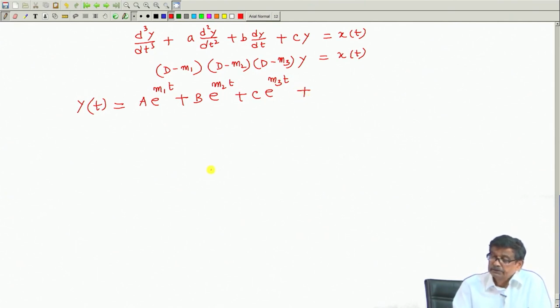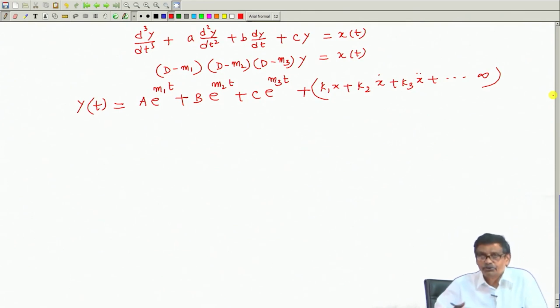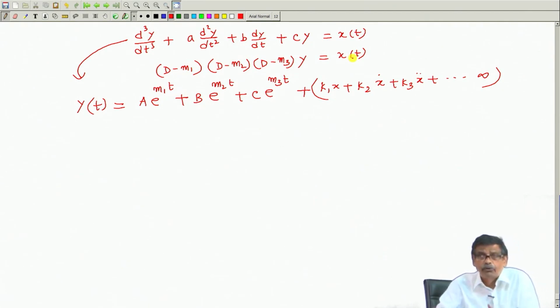and plus k 1 into x plus k 2 x dot plus k 3 x double dot and up to infinity, the solution due to forcing function, a linear combination of the forcing function. So, verbally you say to yourself, okay, this will be the linear combination of x and its higher order derivatives up to infinity. Knowing this differential equation, the only thing you have to do is factorize it to know the values of m 1, m 2, m 3, then the rest of the things I know. Okay, this is 90% of the work done.